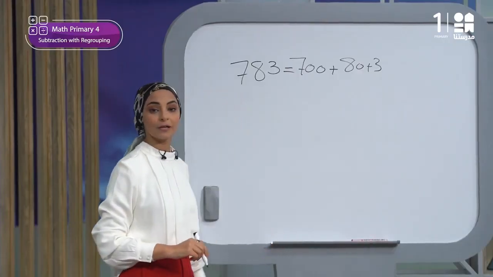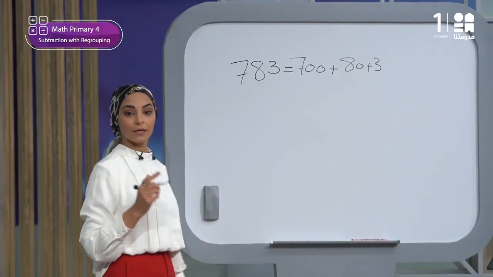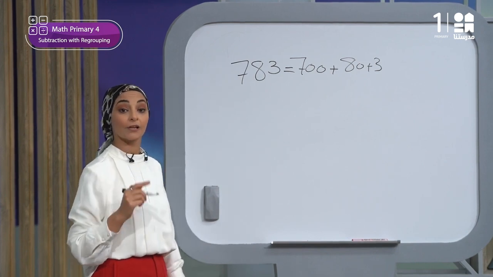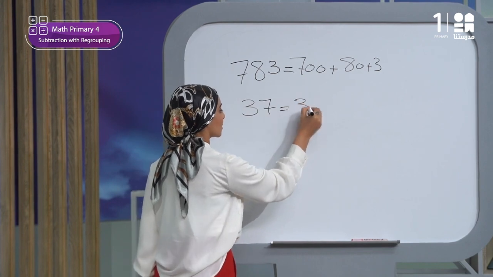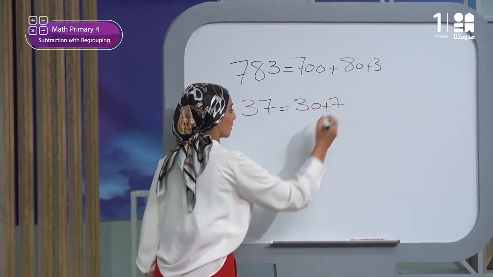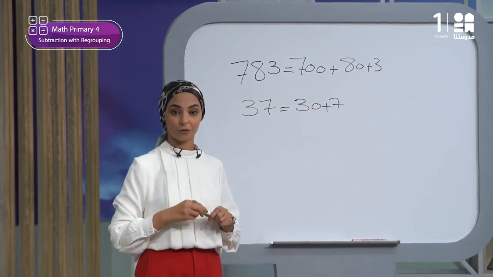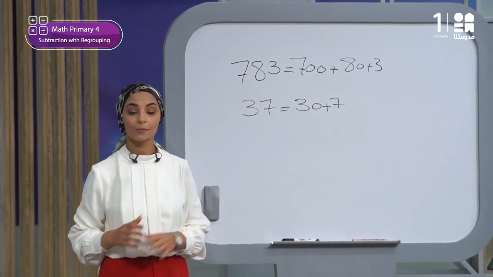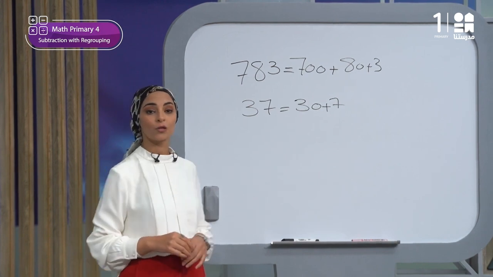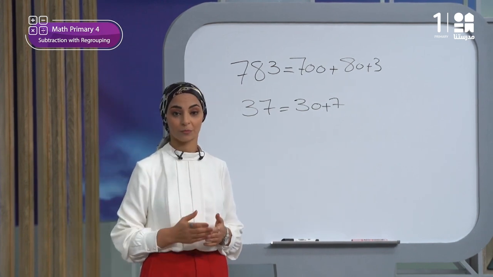The second one here, I have the second number, 37. Can you write it in expanded form? Yes, 37. So it is 30 plus 7. And this is the expanded form. This is a very important method to break down numbers, which we will use in our lesson today in subtraction.